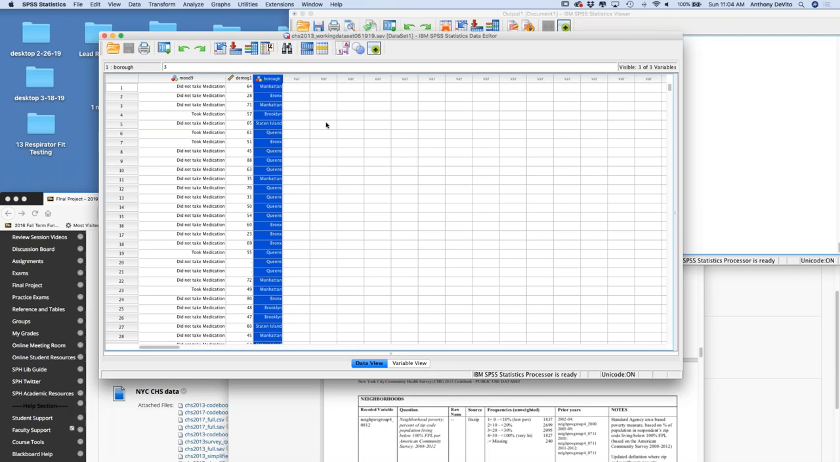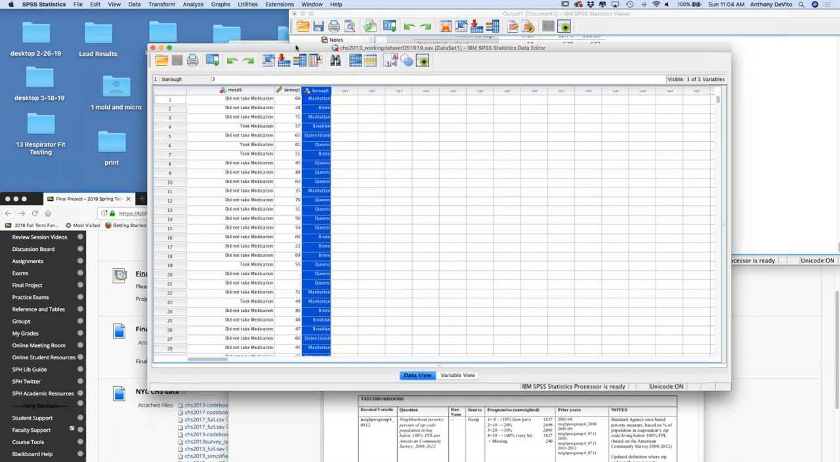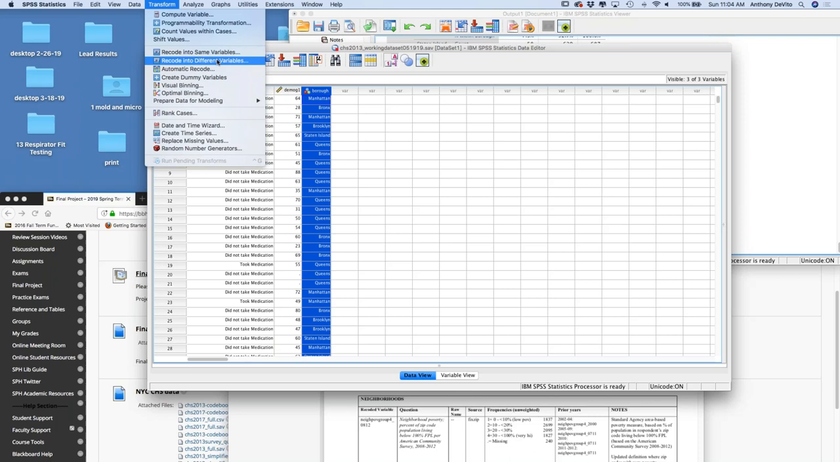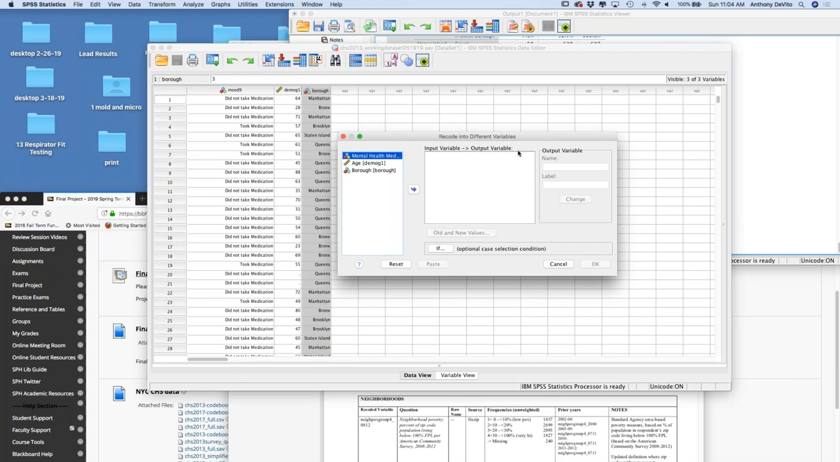I'm going to create a new variable. I'm going to go to Transform and choose Recode into Different Variables. That means I'm going to create a new variable from an existing variable. Here a window comes up that says input variable and output variable. The variable I'm starting with is borough. I don't want five values, I only want two values. So let's say I only want to compare Manhattan to Queens.